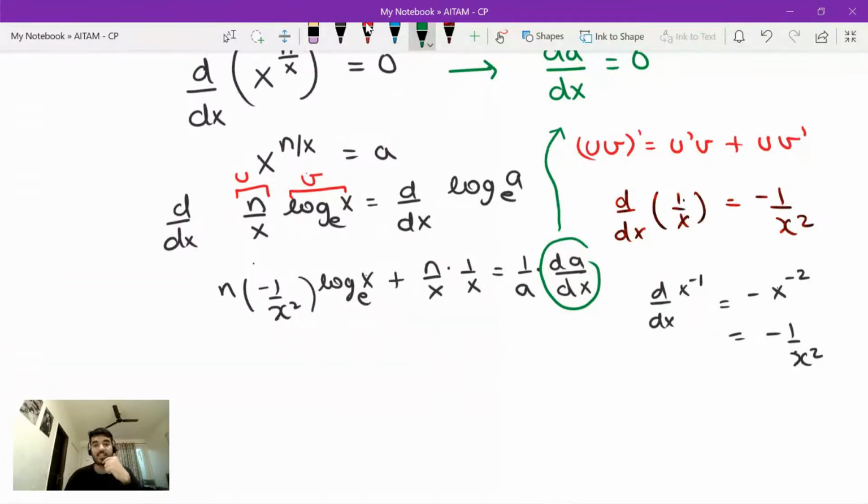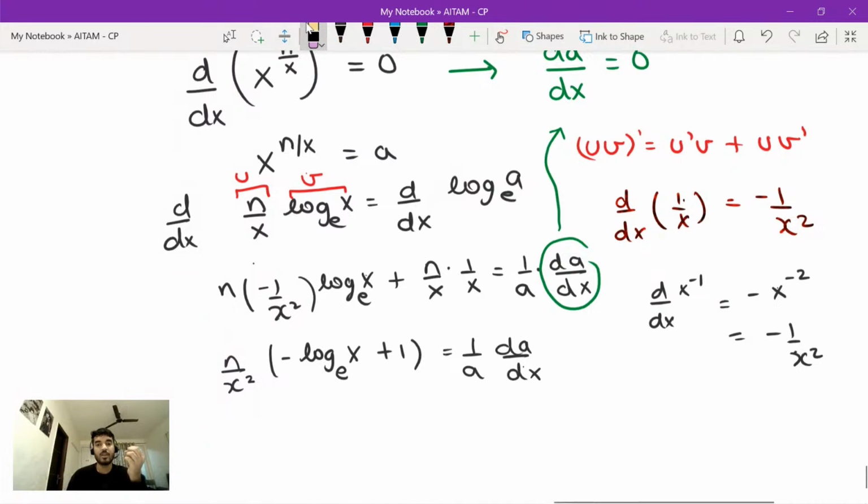So now let's take x square as common. So if I take x square as common, I get n, and also let me multiply this a over here. So x, and then here plus 1. Cool. I have simply taken x square common, and this is simply equal to 1 by a and dA by dx. Now I can multiply this a on the left hand side. So now na divided by x square is simply equal to dA by dx.